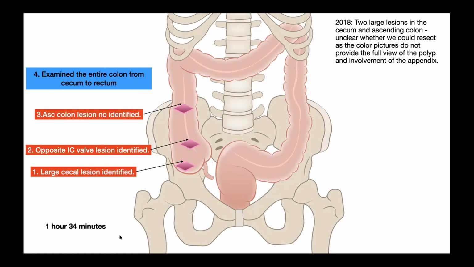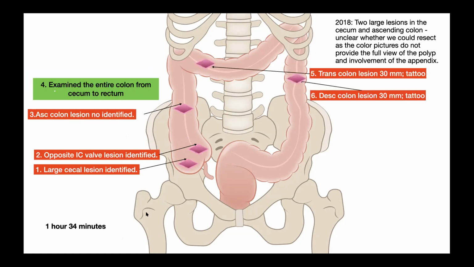And I examined from the cecum to the rectum. And then I found another lesion, as you can see here, in the transverse colon, closer to the hepatic flexure. And then another big lesion in the descending colon at 30 millimeters. So I placed tattoos. Tattoos were placed to that site, hoping that I would come back and resect this after resecting the cecal lesion.